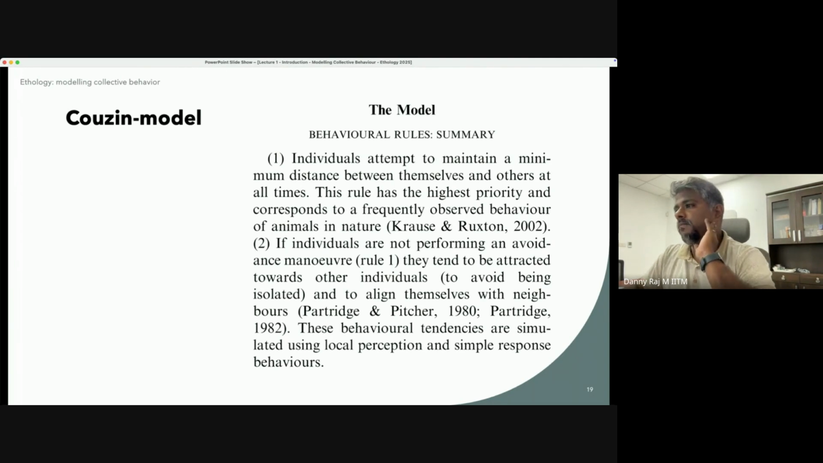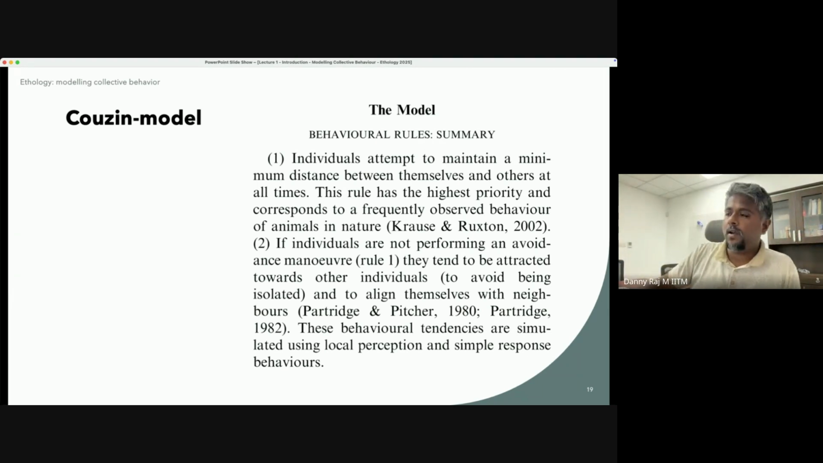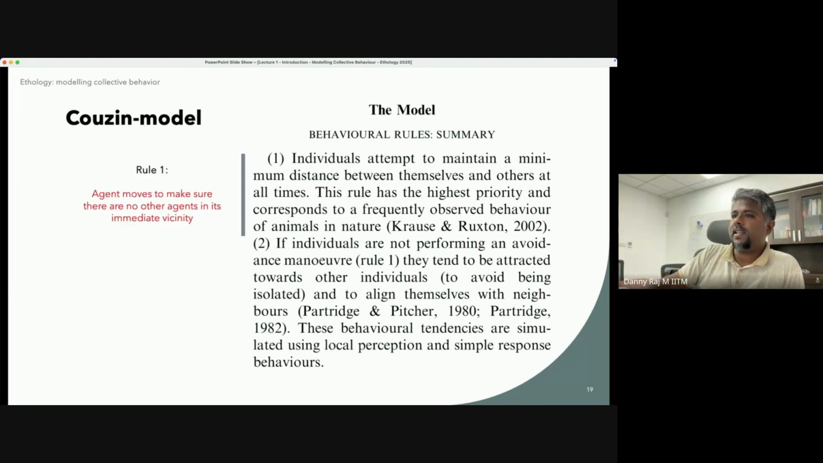So this is just an excerpt from the thing that gives a picture of the overall implementation of the model. Let me summarize what this is saying. There are two rules that are spoken about. Rule one is agents move to make sure that there are no other agents in their immediate vicinity. So there is a zone right around them where they don't want other agents to be.